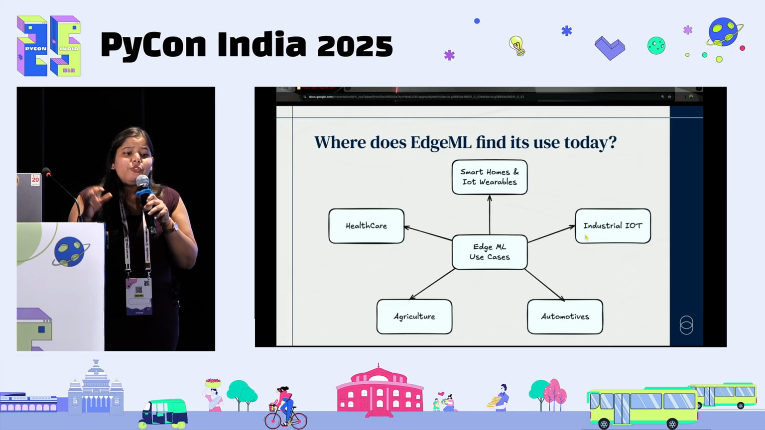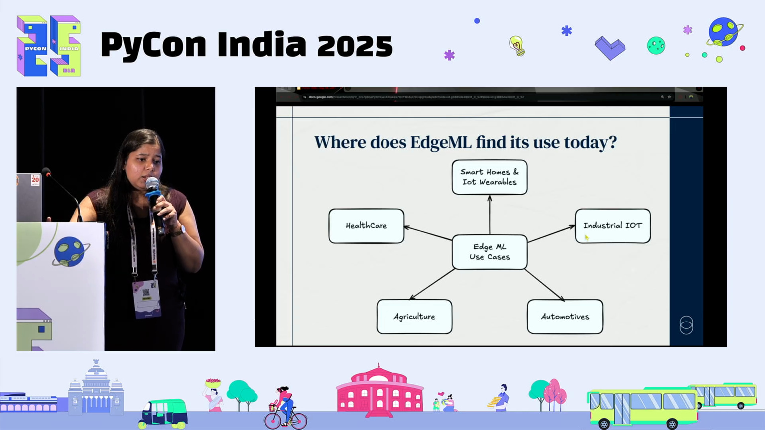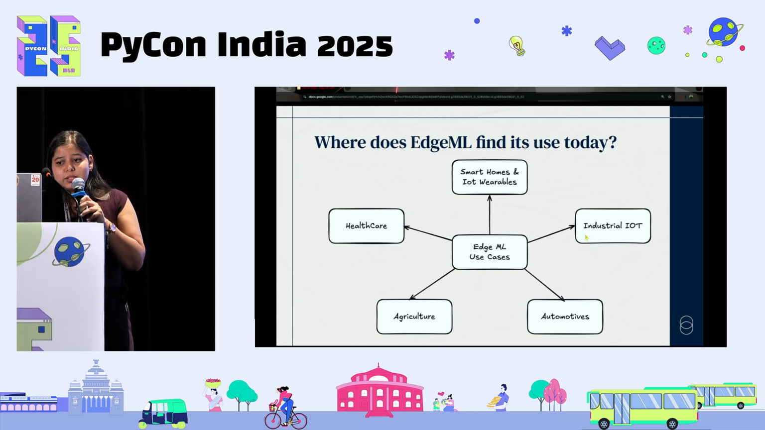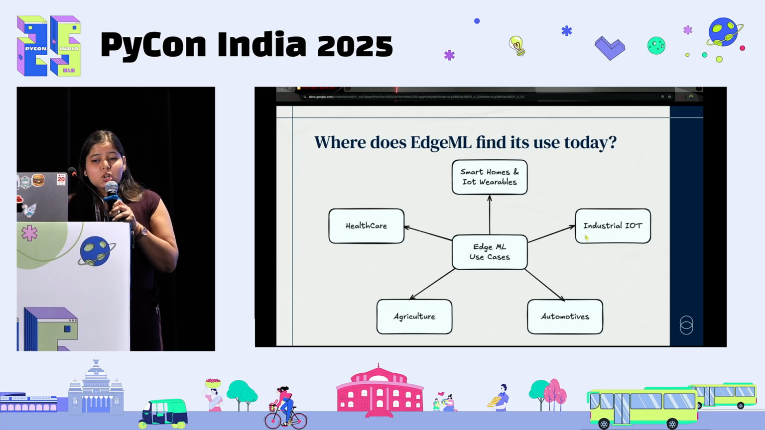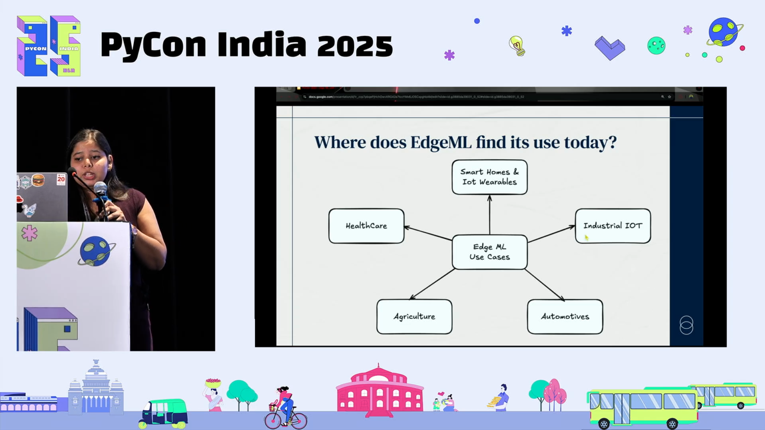So where do we use Edge ML in action today? There are many sectors where we are using Edge ML. For example, in smart homes and IoT wearables, for gesture-based control, smart assistants, and activity recognition right on the device. The second one is healthcare and wellness. It can be used in heart monitoring or sleep tracking. The third one is industrial IoT. It can be used for spotting problems in machines before they break, as well as anomaly detection for safety.